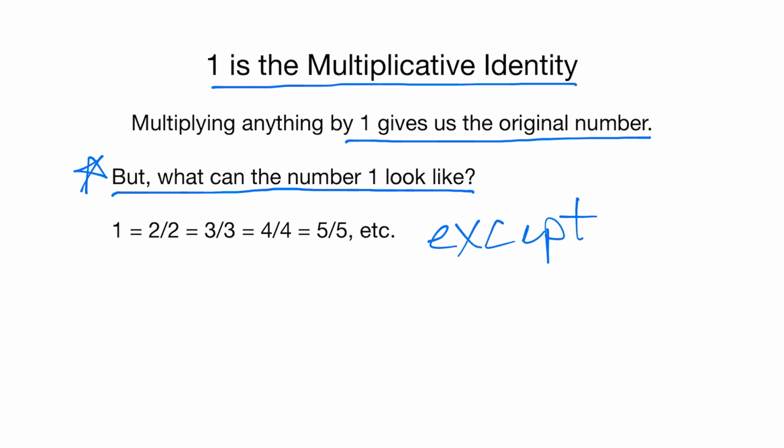Except we can't have 0 in the denominator. That's a special case. We cannot divide by 0. We can't divide by 0 because we can't take things and put them into 0 piles. That doesn't make any sense.